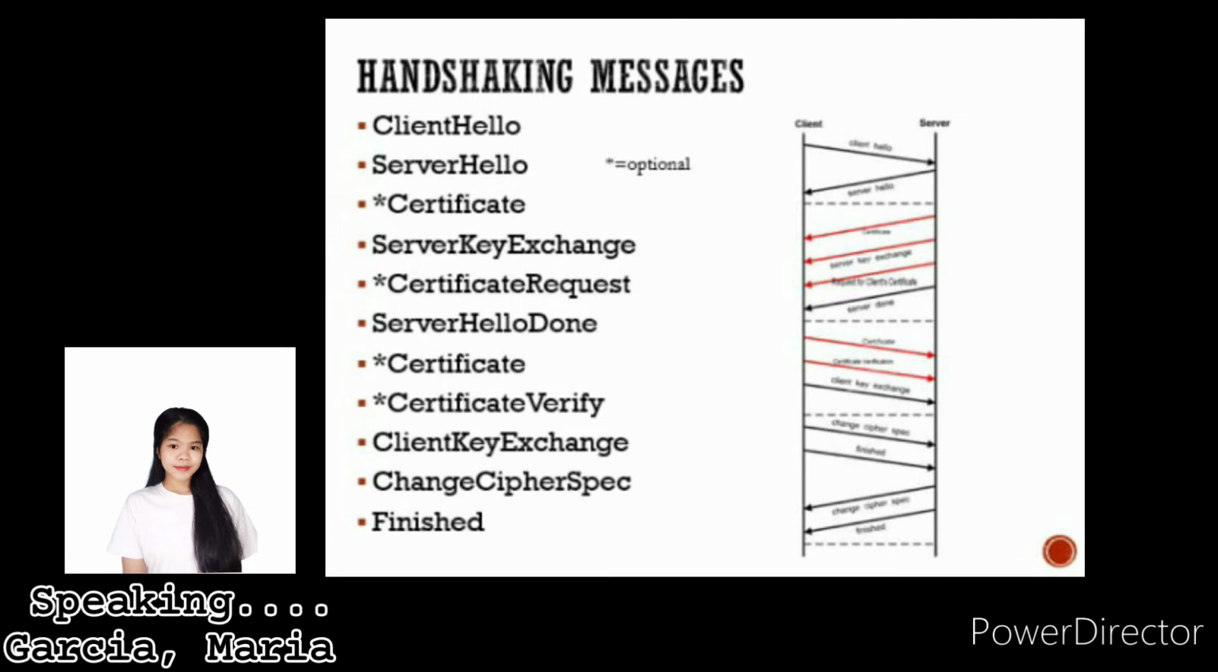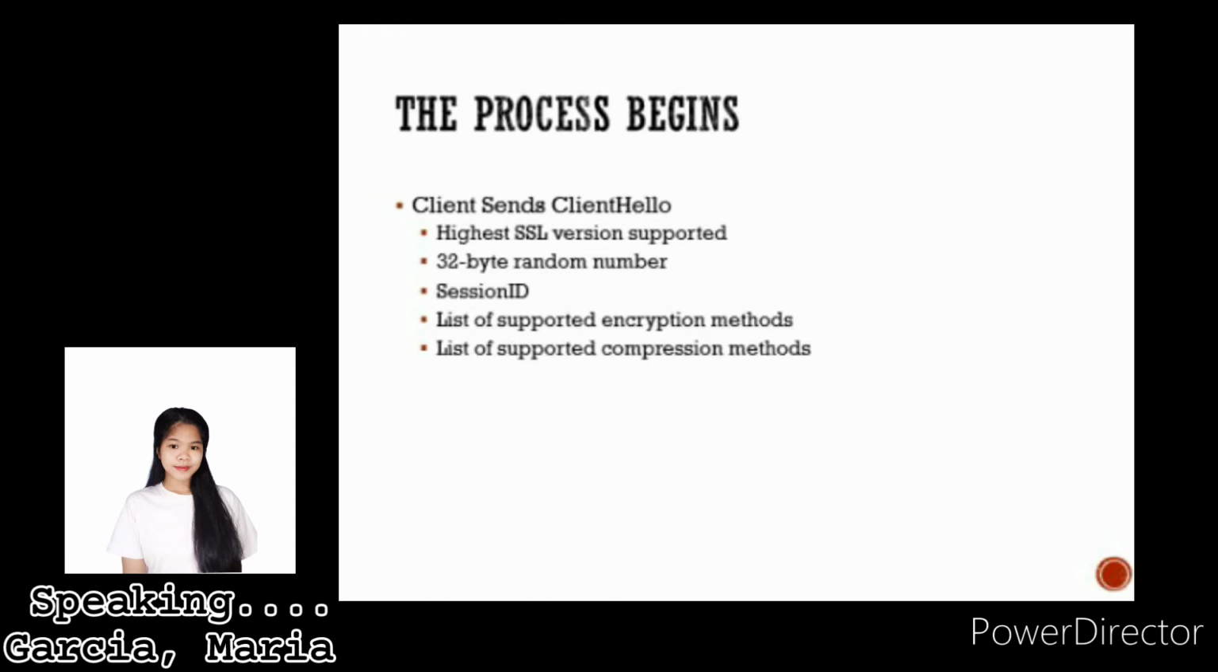Handshaking messages: client hello, server hello, certificate, server key exchange, certificate request, server hello done, certificate, certificate verify, client key exchange, change cipher spec, finished. The process begins. The client sends client hello: highest SSL version supported, 32-byte random number, session ID, list of supported encryption methods, list of supported compression methods.